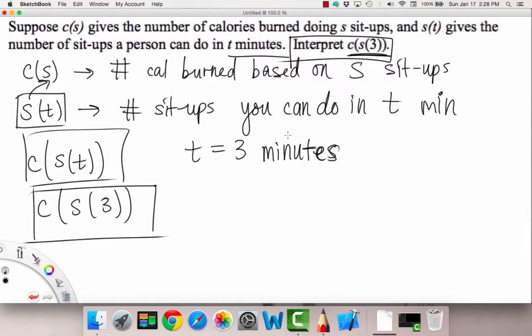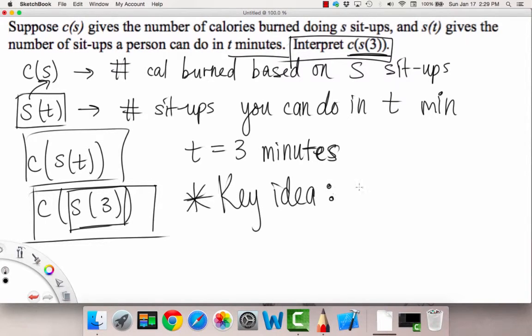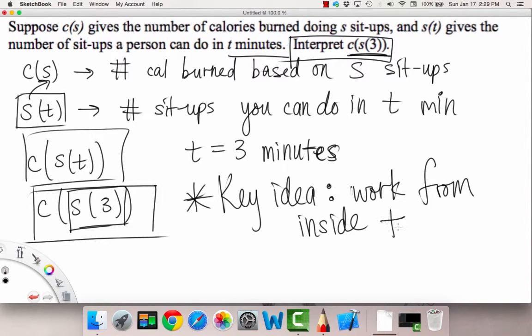This is basically the independent variable for our composition of functions. So with T equaling 3 minutes, then we could say, well, the inside, it says S of 3. Okay, so that's one key thing that I want to point out. So this is the really important thing about composition of functions. So key idea, or key process, you could say, is with composition of functions, what we want to do is work from inside to out. Okay, and we'll be doing this over and over and over again in all the kinds of problems that we do with composition of functions.